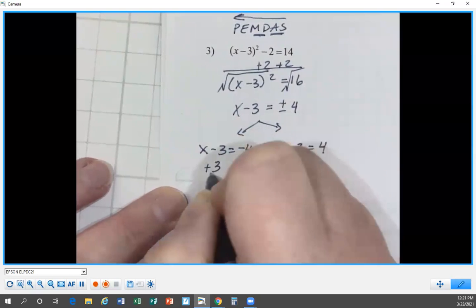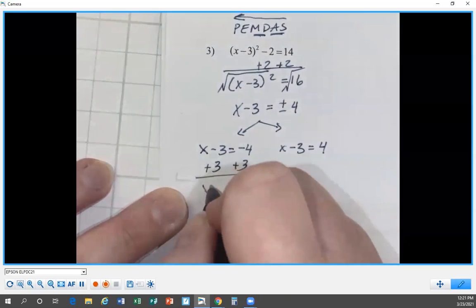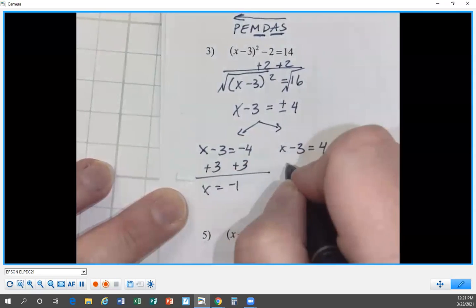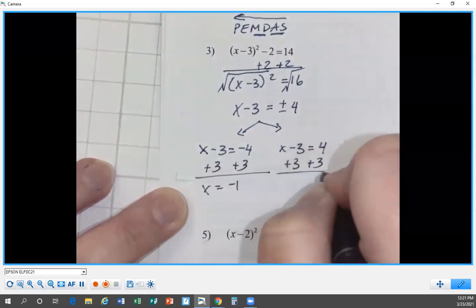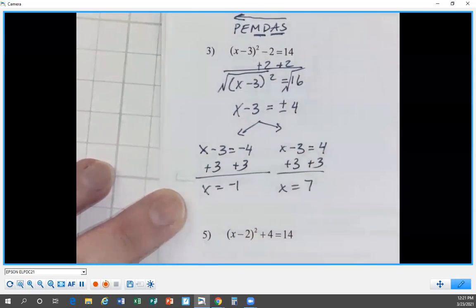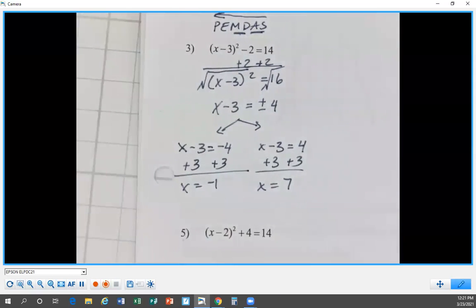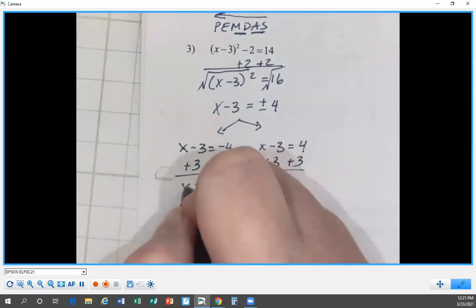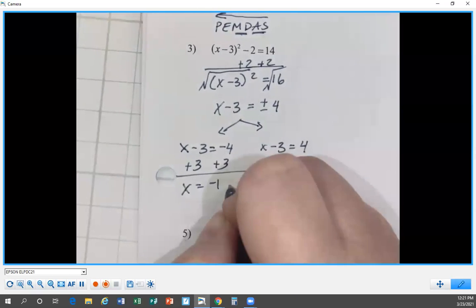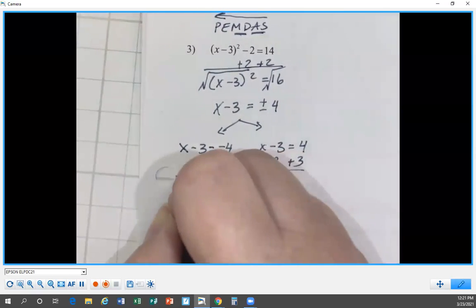But let's go ahead and solve. Add 3 to each side to get x equals negative 1. Add 3 to each side to get x equals 7. So our solutions are x equals negative 1 and x equals 7. We box our answers.